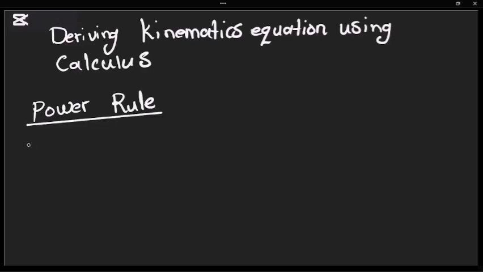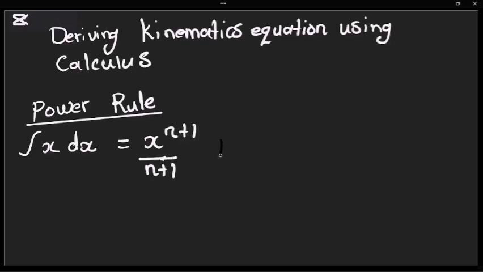The power rule simply says that if you integrate a function of x, you simply take that function, in its exponent you add 1, then take your new exponent and divide with it. Then you add the c, which is the constant of integration.